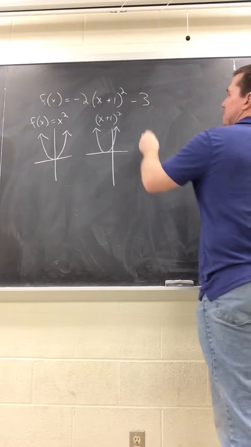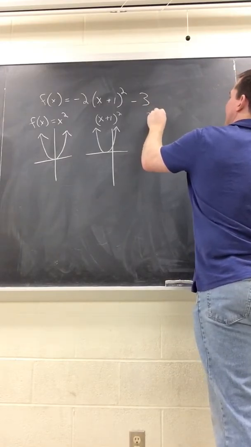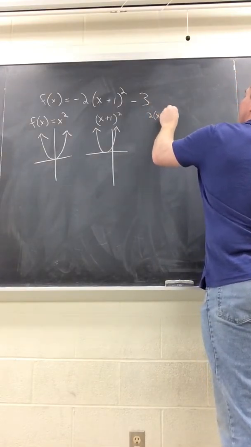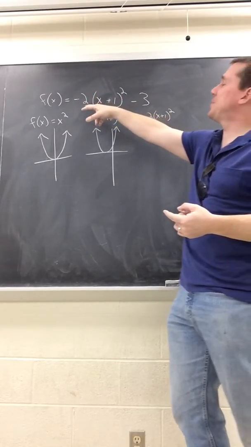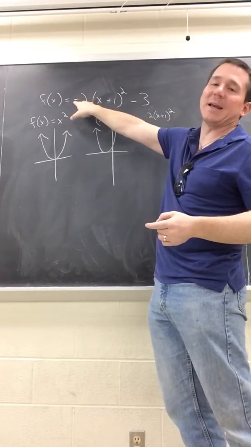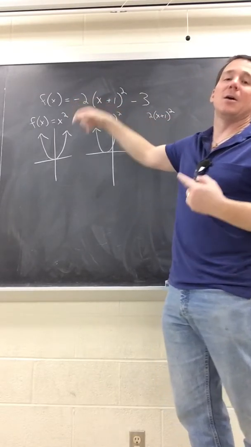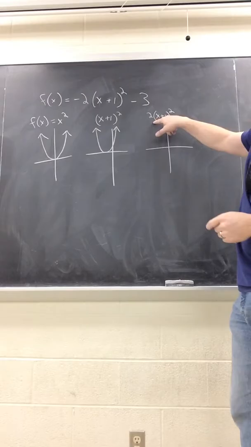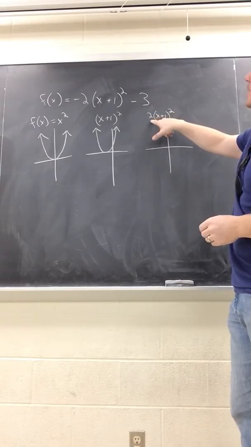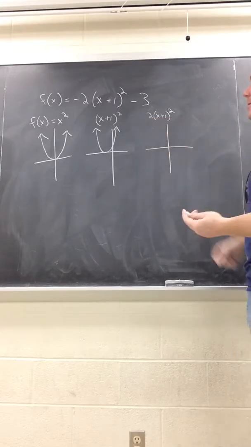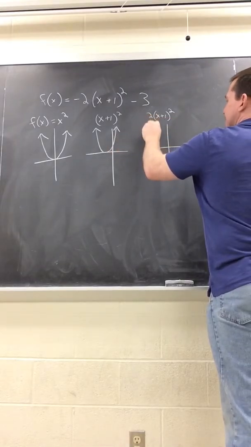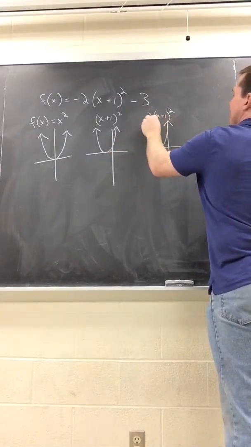But I don't actually have x plus 1 squared. I have 2 times x plus 1 squared. I'm aware that technically that's a negative 2, but it's actually 2 different transformations, one for the 2 and one for the negative. We want to do them separately. So if I multiply by 2 on the outside of my function, that stretches it vertically, makes it thinner. So the graph that looked like this now gets thinner.